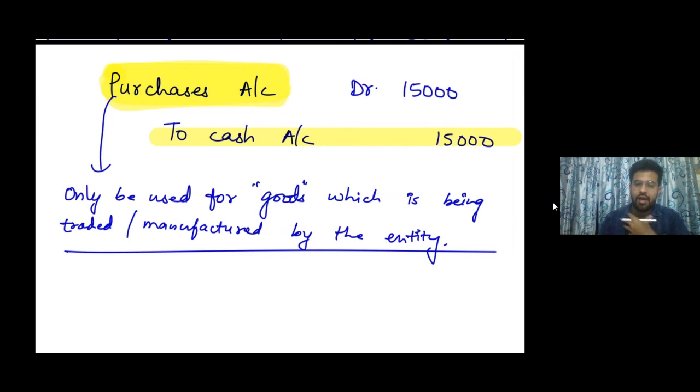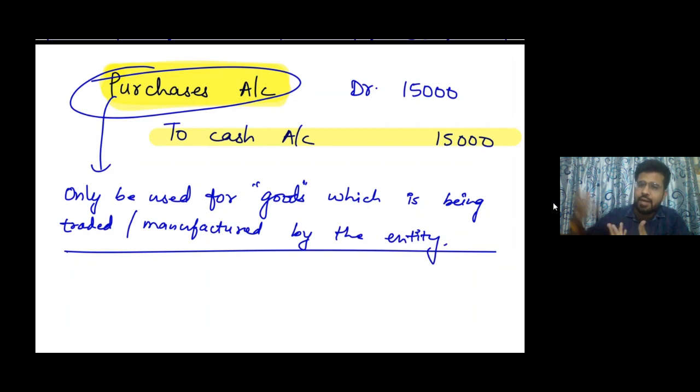If I am doing a business of t-shirts, then the t-shirts would be goods for me. Whenever I purchase the t-shirt, I will debit the purchase account. But if I am dealing in t-shirts and I am buying furniture, is furniture a good for me or is it an asset? It is a fixed asset. It is not goods. I am not going to sell that furniture, right?